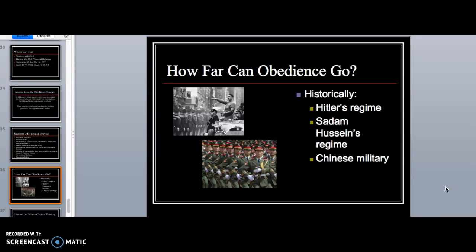How far can obedience go? So if we take the Milgram study and ask what the implications of this are, we see it's far-reaching, especially historically, with situations like Hitler's regime, Saddam Hussein's regime, and even the Chinese military. A lot of these different social groups throughout history gain their power by getting people to buy into their ideals and conform to their values and the beliefs of the groups.